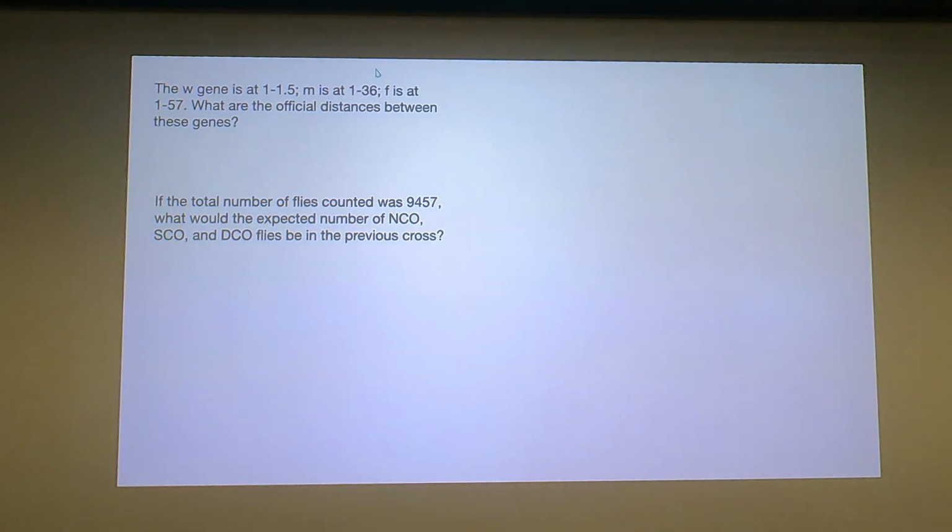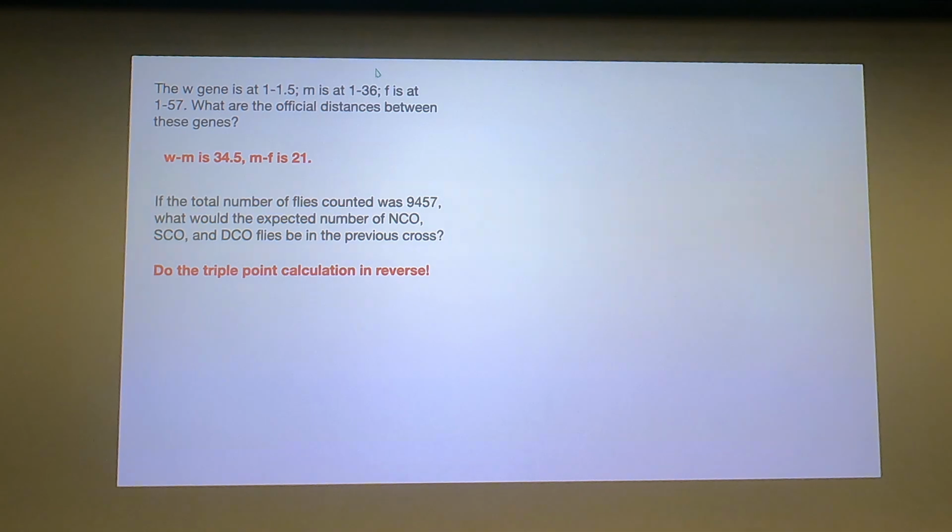Yeah? 34.5 and 21. Yeah, it's that simple. So we go into this experiment knowing the expected distance between these genes. And then we do the experiment, and I'm asking you something a little different. If we looked at 9,457 flies, what would be the expected number given these map distances? How do we solve that problem?